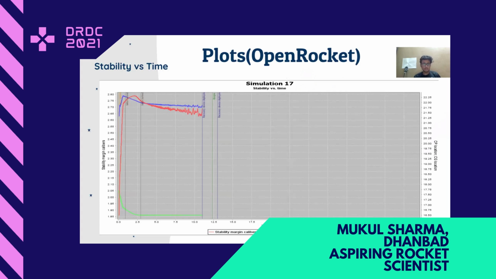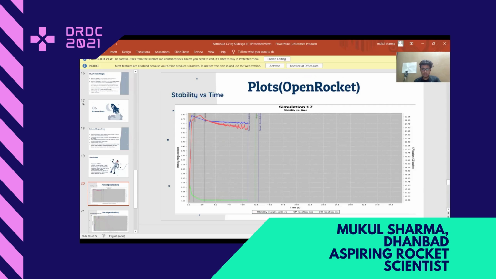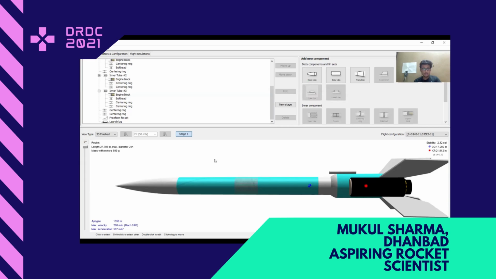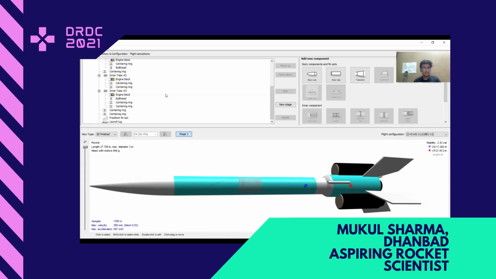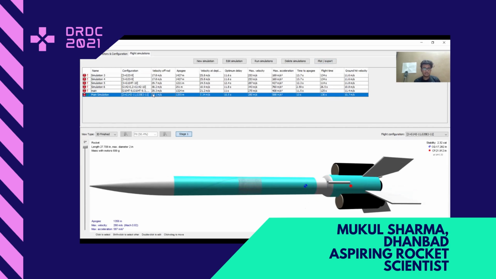Now let's look at some plots. Let's look at the plot in OpenRocket. So this is my rocket. Now let's look at flight simulation. This is the main simulation which we need to see. Two G142 rockets and a G35EJ rocket. Let's run it again. Now it says no warnings.